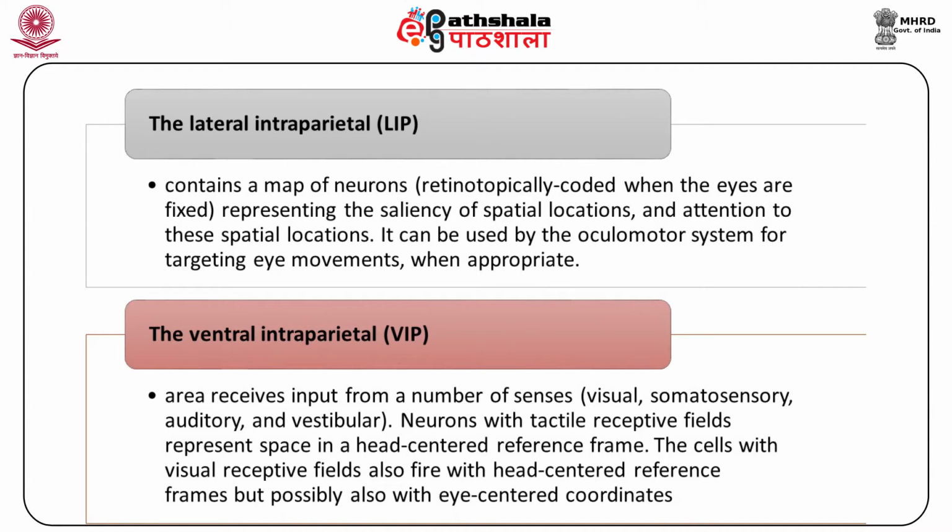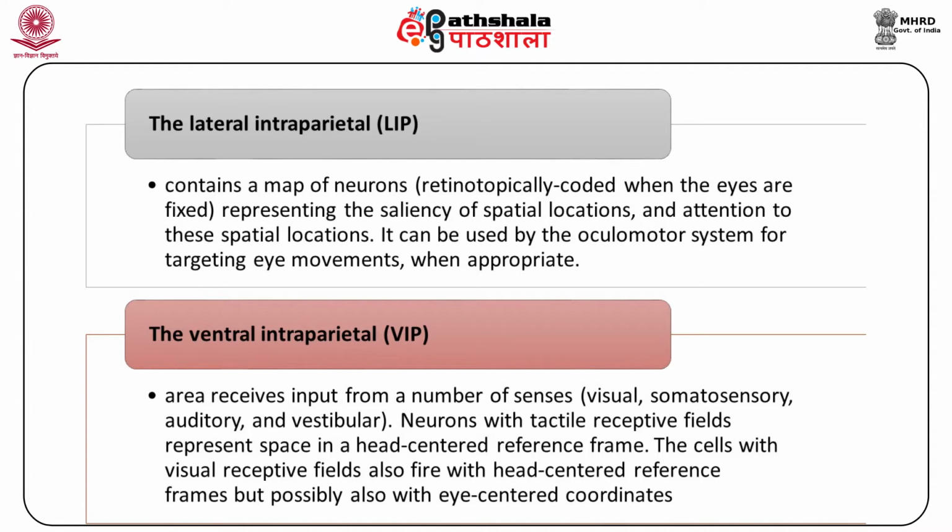retinotopically coded when the eyes are fixed, representing the saliency of spatial locations and attention to these spatial locations. It can be used by the oculomotor system for targeting eye movements when appropriate. The ventral intraparietal, that is the VIP area, receives input from a number of senses like visual, somatosensory, auditory, and vestibular. Neurons with tactile receptive fields represent space in a head-centered reference frame.